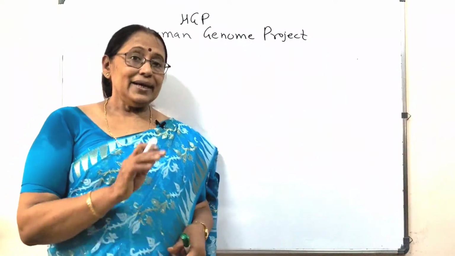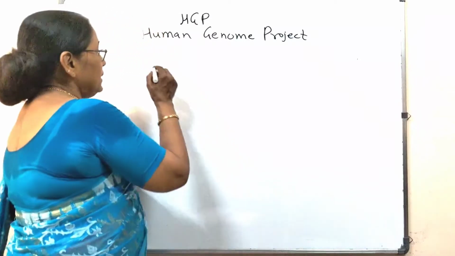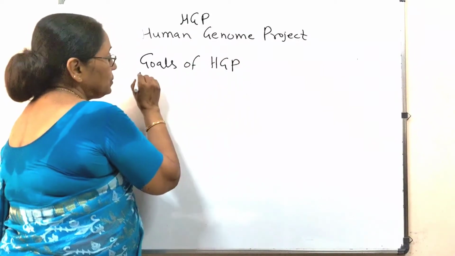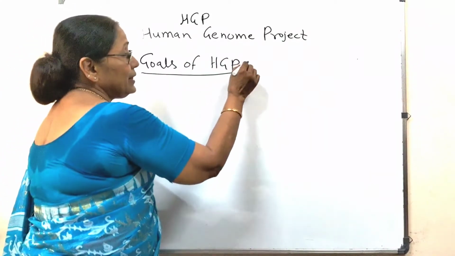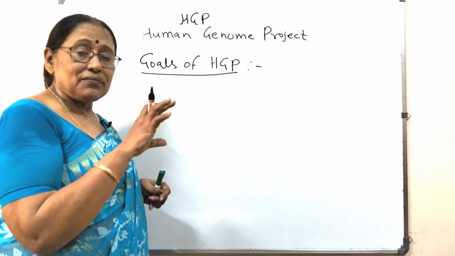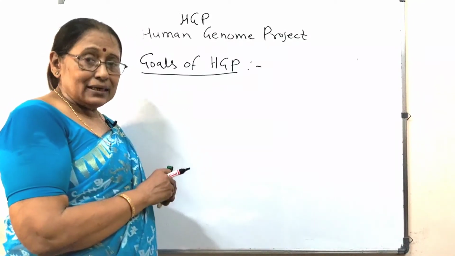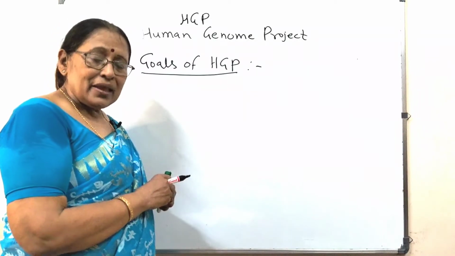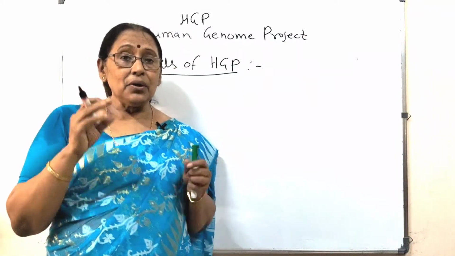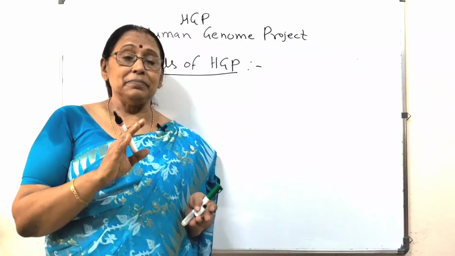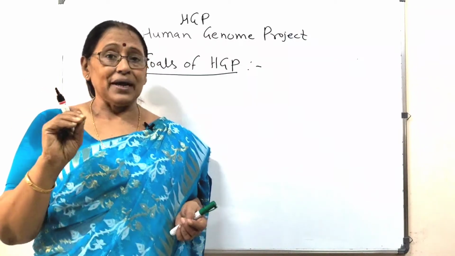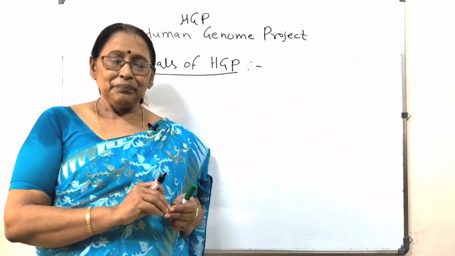Now let us see the goals of HGP. You will say that we already know it, why do we need to learn it again? We know that the goal of HGP is to find out the sequence of all nitrogen bases present in the DNA. But if you find out the nitrogen base sequence and you do not know how many nitrogen bases form one gene, what is our aim? Not just to find out the sequence, we want to apply it.